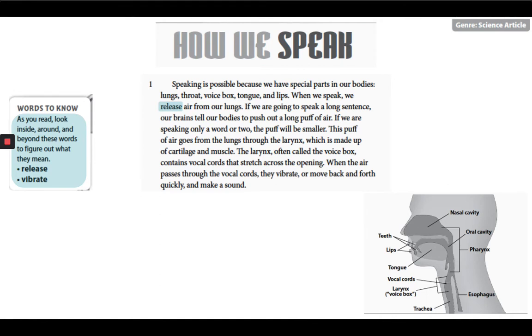The puff of air goes through the lungs, through the larynx, which is made up of cartilage and muscle. The larynx, often called the voice box, contains vocal cords that stretch across the opening. When the air passes through the vocal cords, they vibrate or move back and forth quickly and make a sound.